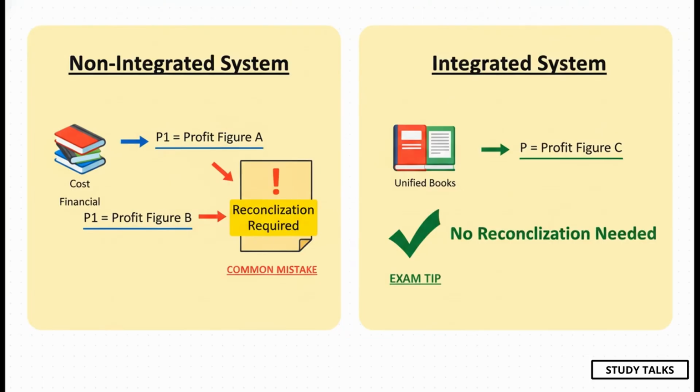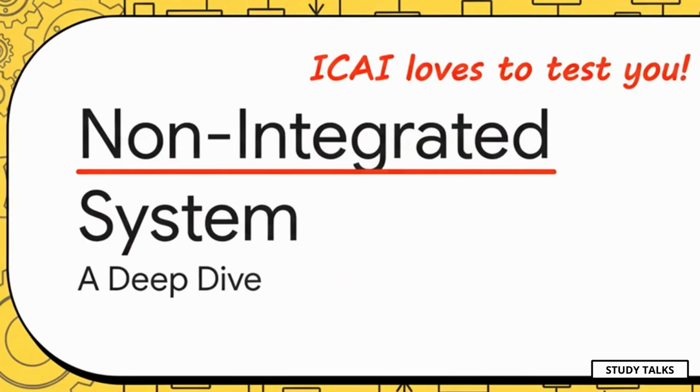And here's the difference in a nutshell. Non-integrated means two sets of books, period. You can think of it like having a personal diary and a separate work diary. They track different things, right? And at the end of the month, you'd have to compare them to see the whole picture. That's the reconciliation part. Now, the integrated system is just so much cleaner. One set of books, one final profit number, and absolutely no need for any reconciliation. Simple.